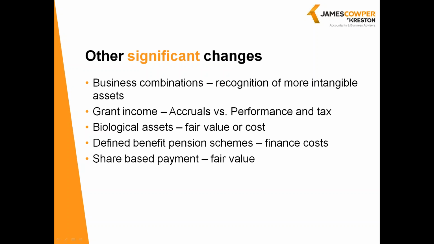There's a new option for the accounting for grant income, where you can either account for it using an accruals method, which was previously permitted under FRS 1, or based on a performance method, so hitting certain performance criteria. There could be some quite significant impacts on tax in instances like that. The third one is biological assets, so things like livestock. There's now the option to hold these at fair value or cost. If that's something that impacts you, then it's worth speaking to your advisors.